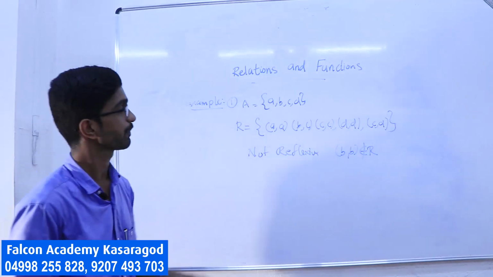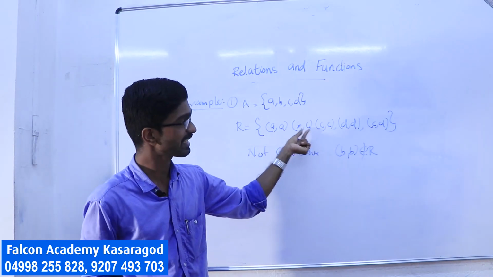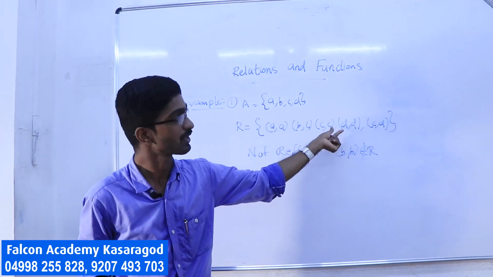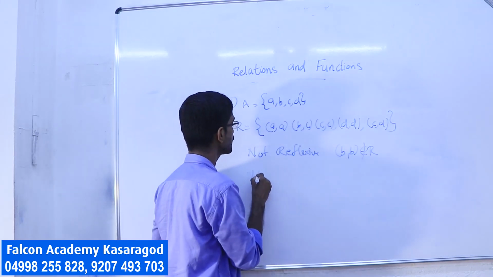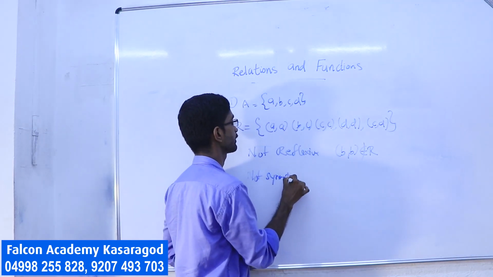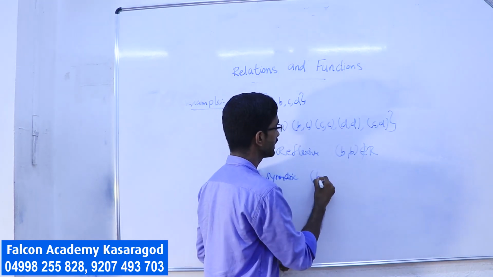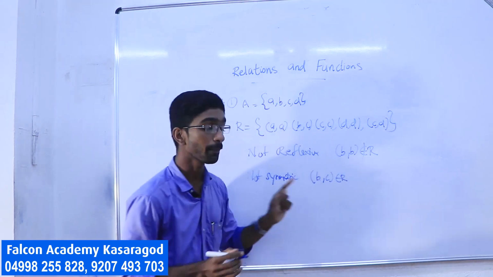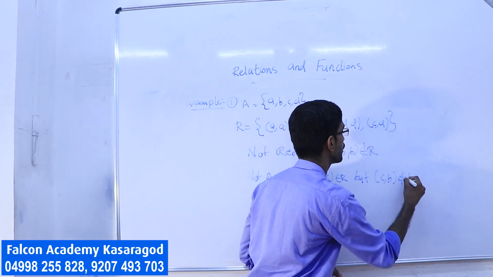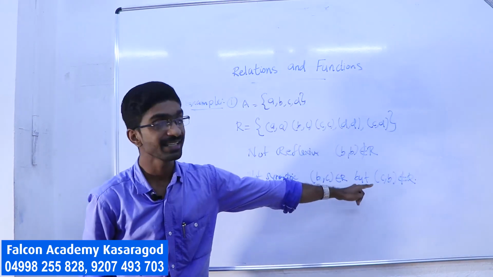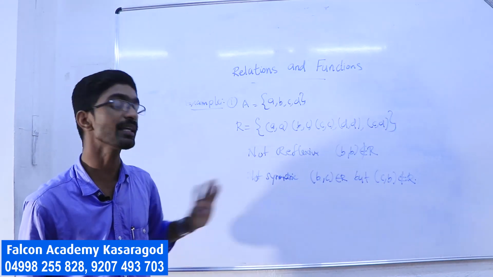Now check the symmetricity. aa is there, okay, bc is there, whether cb is there? No, cb is not there, so this is also not symmetric. So not symmetric because bc belongs to R, but cb does not belong to R. So bc is there, but cb is not there. So this relation is not a symmetric relation.